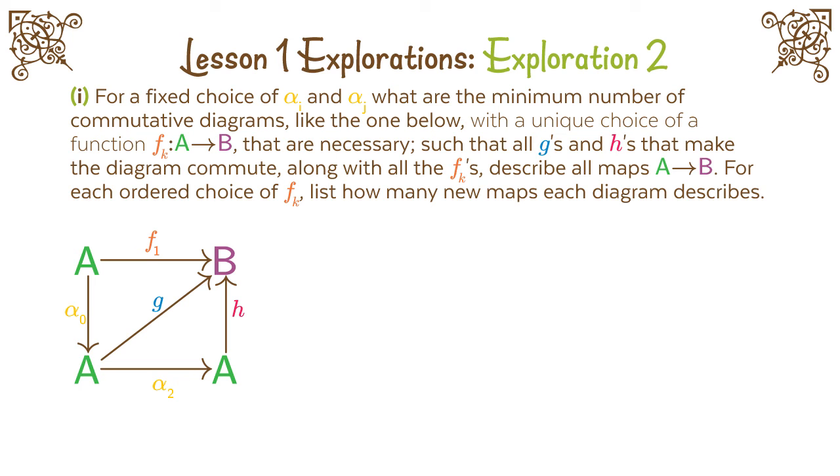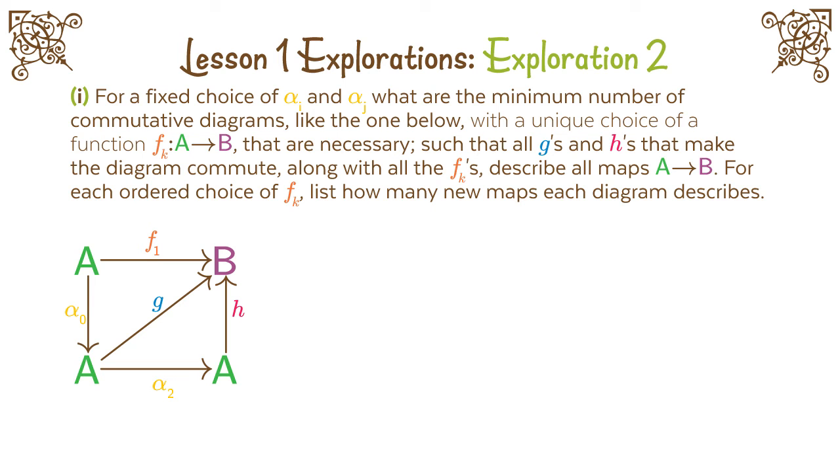For each of the 2 g's that make the diagram commute, there's a corresponding h given by the swap map. So we need 3 such diagrams. The 3 FKs are the 3 2 clusters A to B, one in each element of B. The first one gives us 5 new maps, the second 3, the third 1.